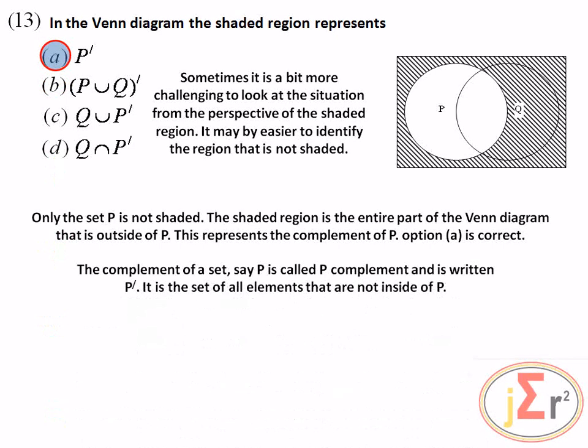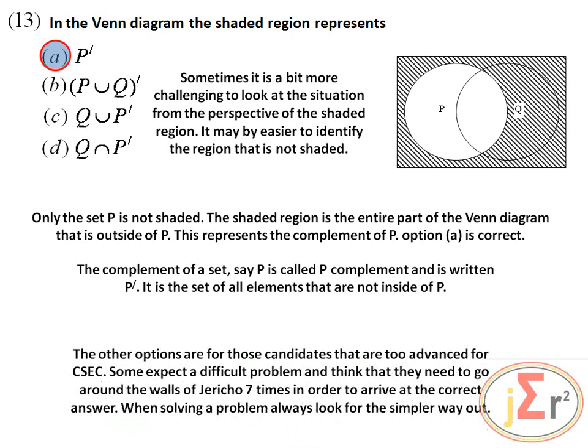The complement of a set, say P, is called P complement and is written like this, with an accent like we're doing a foreign language, or with a superscript that is a slash. It is a set of all elements that are not inside of P.